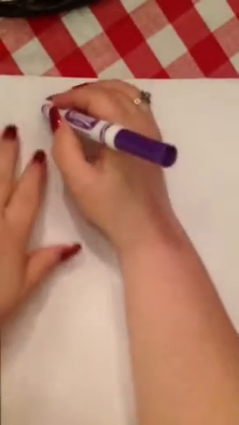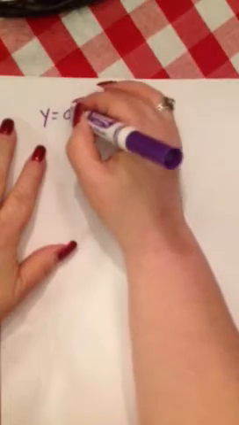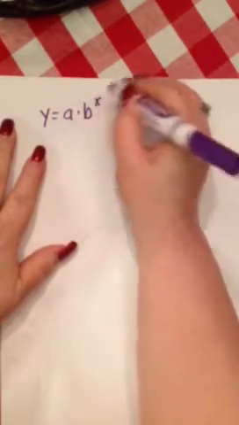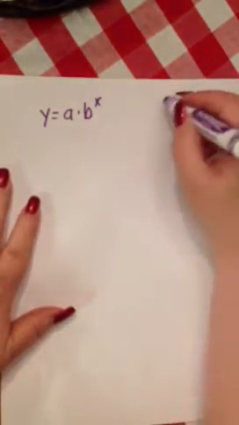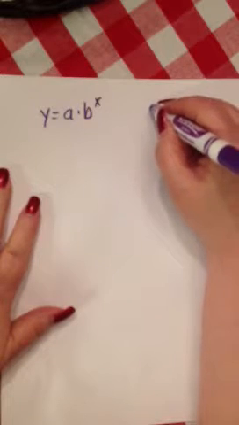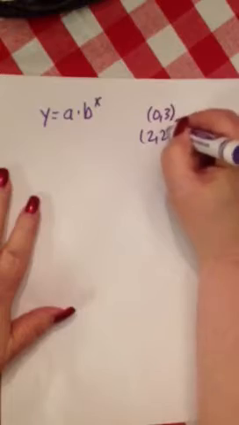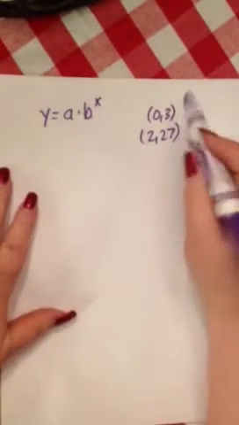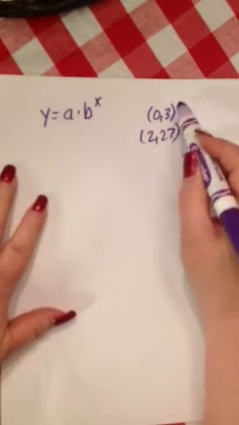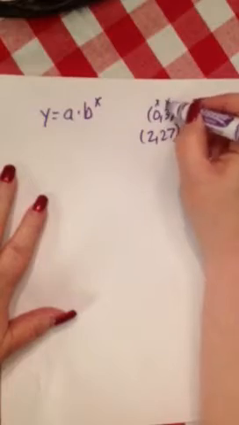Okay, we are finding exponential equations. So first of all, you have to have a skeleton equation, and the skeleton equation is y is equal to a times b to the x. Okay, and that first problem, number 17, I think, they give you the points (0, 3) and (2, 27). So you always use the (0, 3) first, and you let this be your x and this be your y.